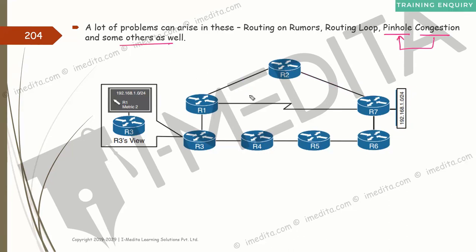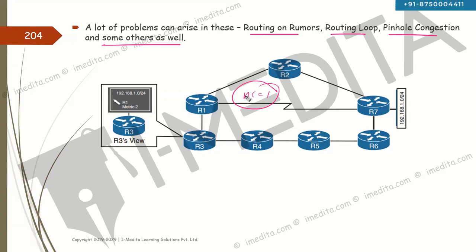Other challenges, such as there is a single metric value, hop count. So only hop count will matter. Even though this is a slow speed path, it doesn't matter. The traffic will always get forwarded from this path because the number of hops is very less. So other challenges are there as well. The biggest challenge was routing on rumor, routing loop, pinhole congestion. Other challenges such as, for example, single metric. There is a single metric based on which the best path will be decided, which is hop count. So it is not going to consider the bandwidth. It is not going to consider the speed or any other thing.